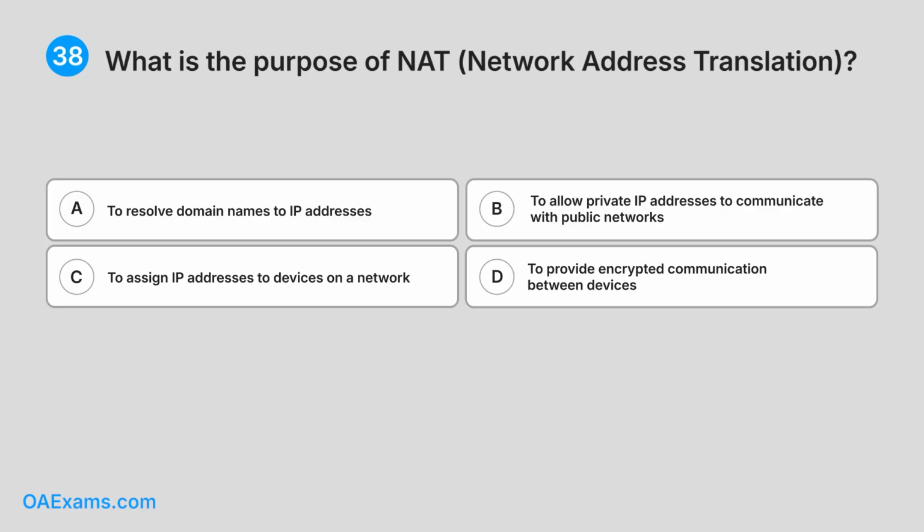38. What is the purpose of NAT, Network Address Translation? A. To resolve domain names to IP addresses. B. To allow private IP addresses to communicate with public networks. C. To assign IP addresses to devices on a network. D. To provide encrypted communication between devices. Do you know the answer?